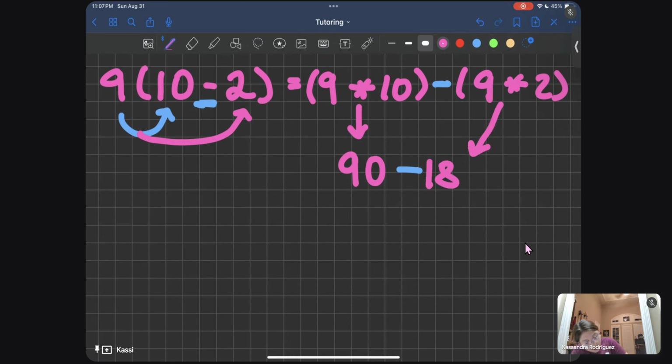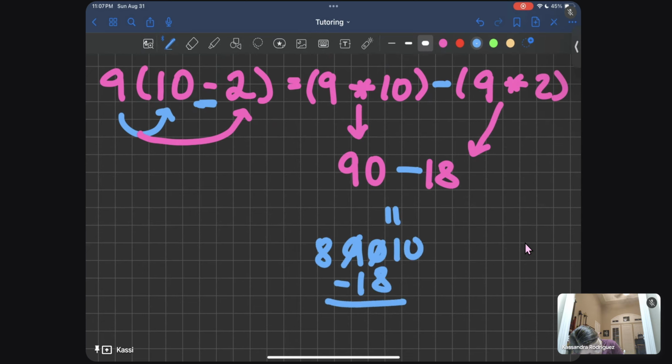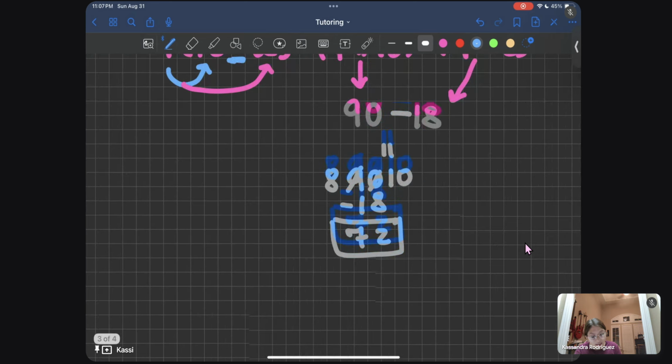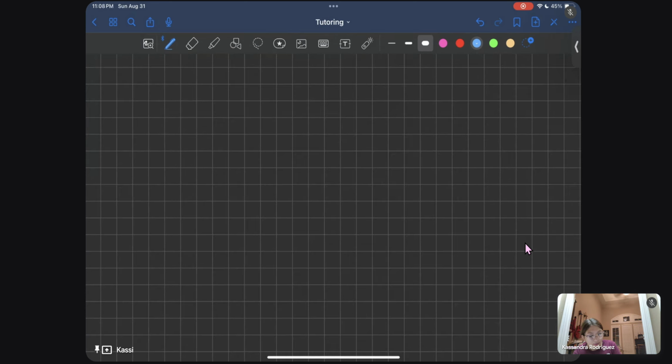So 90 minus 18 would be, solve that out real quick. 90 minus 18 is 72. 90 minus 18 would be 72, right? So that was a real fun, quick example on how we use it with numbers.